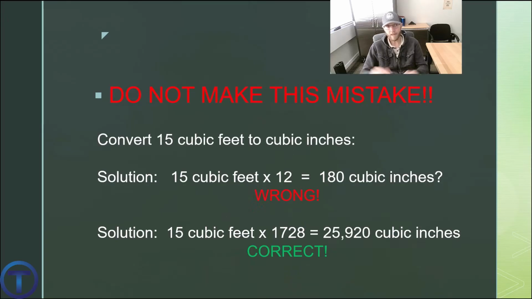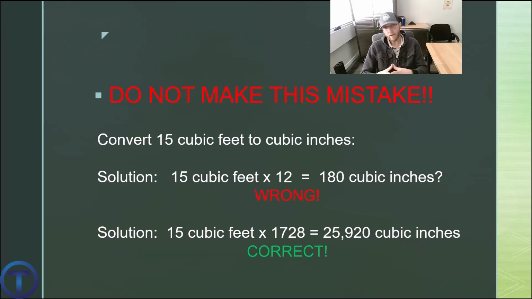Let's take another problem. Convert 15 cubic feet into cubic inches. Once again, in our haste, if we're not careful, we're not paying attention, we might think, oh, feet to inches, times it by 12. 15 times 12 is 180 cubic inches. Wrong. 15 cubic feet would need to be multiplied by 1,728 cubic inches. That would equate to 25,920 cubic inches. Again, you can see the difference, right?